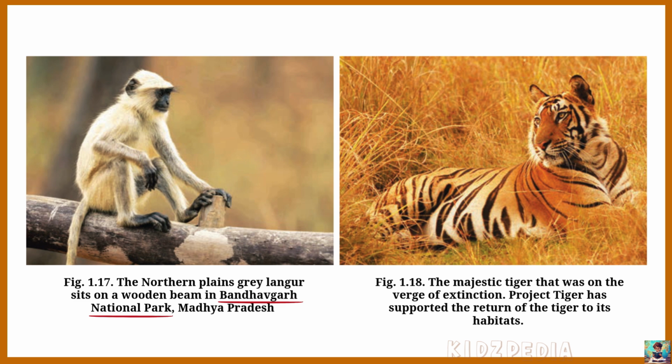Figure 1.18 The majestic tiger that was on the verge of extinction. Project Tiger has supported the return of the tiger to its habitats. So, in this picture, we can see the majestic tiger, which is India's national animal. There was a time when tigers were almost extinct, meaning very few were left in the wild. Due to hunting and loss of habitat, the number of tigers had reduced greatly. To protect them, the government started Project Tiger. This project helped to save tigers and increase their population. Because of this effort, tigers are now slowly returning to their natural habitats.